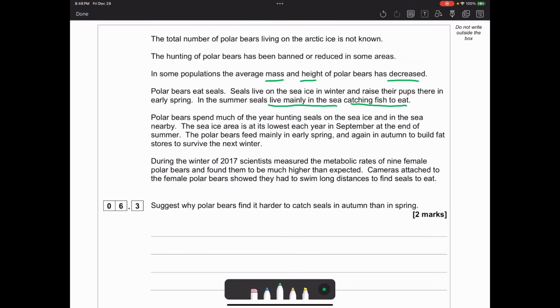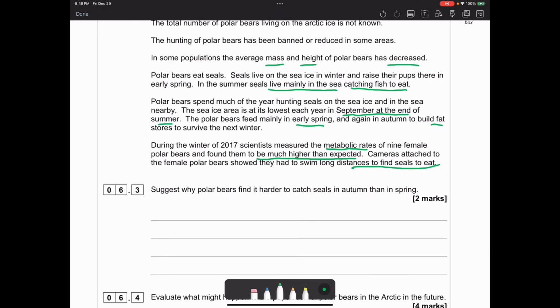The sea ice area is at its lowest each year in September at the end of summer. The polar bears feed mainly in early spring and again in autumn to build up fat stores to survive the next winter. During the winter of 2017, scientists measured the metabolic rate of 9 female polar bears and found them to be much higher than expected. Cameras attached to the female polar bears showed that they had to swim long distances to find seals to eat. Suggests why polar bears find it harder to catch seals in the autumn than the spring.